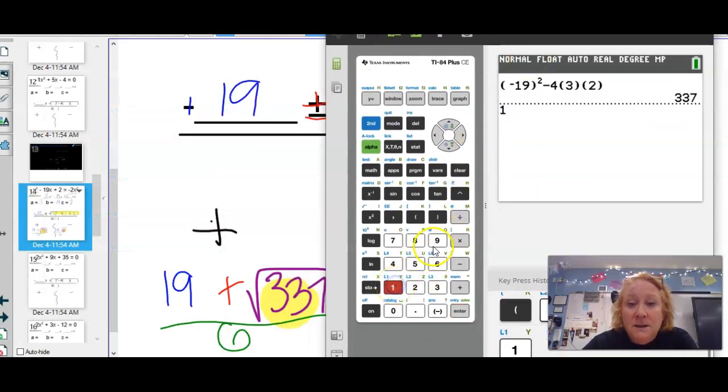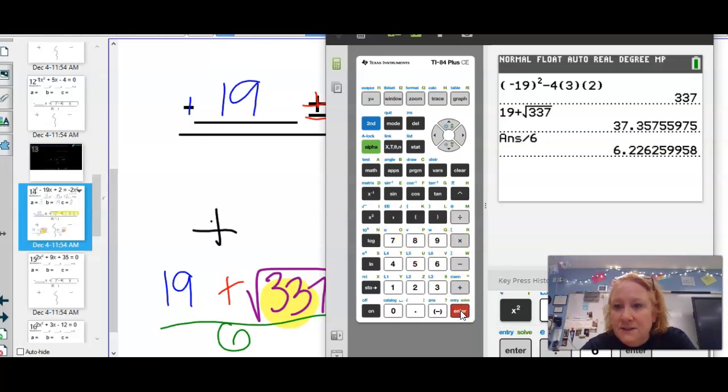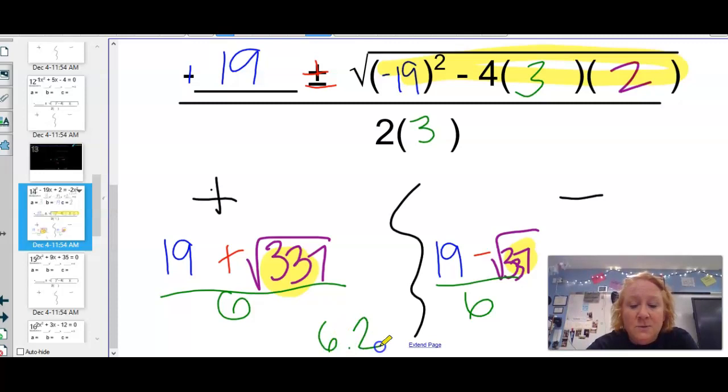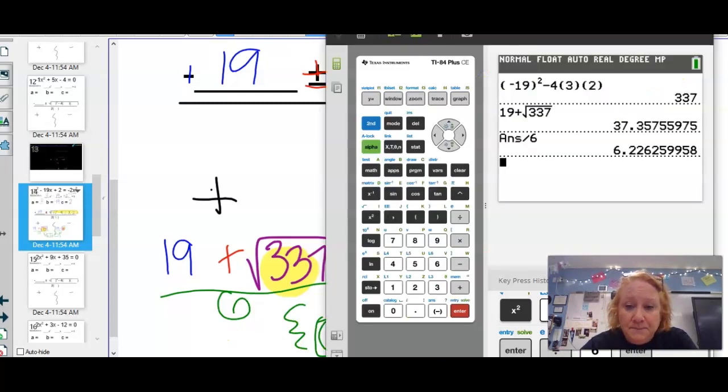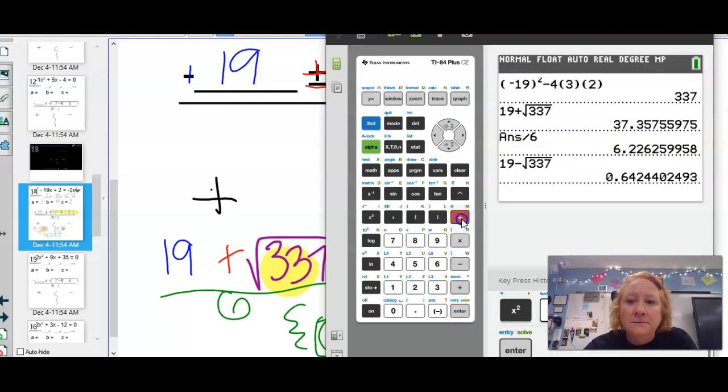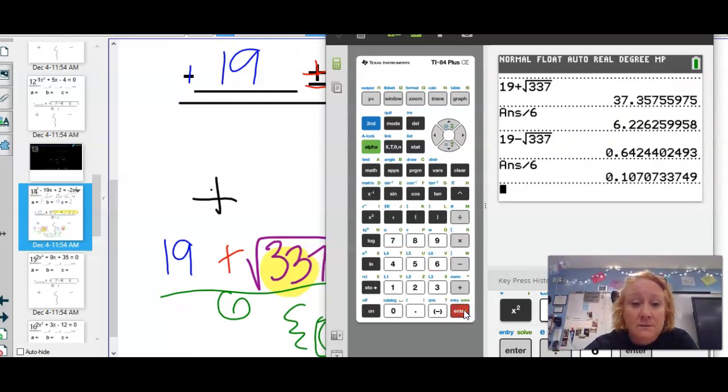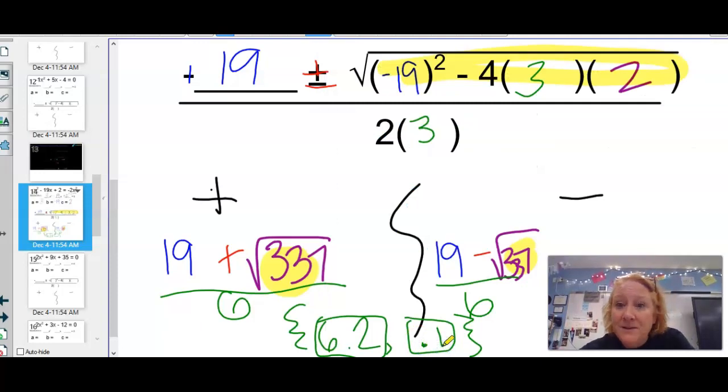So I grab the calculator. Then I go negative b plus the square root of b squared minus 4ac, enter, then I divide by 6. So 6.226. This is a question in your Delta Math, and then you just check what they say to round to. I think it's to the tenth, so I write in 6.2. When I do the comma, it gives me a set. So my first solution was 6.2. My second solution, let's check: 19 minus the square root of 337, enter, divided by 6, equals 0.1. Awesome. There you go.